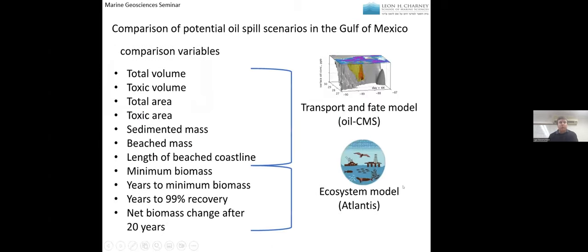So we used a wide range of variables: the total volume of the spill, the toxic volume of the spill, the total area of the spill, the toxic area of the spill, the sedimented mass, the beached mass, the length of the beached coastline. And in terms of the ecosystem model, we looked at the minimum biomass following the spill and the years until the ecosystem recovers, et cetera.